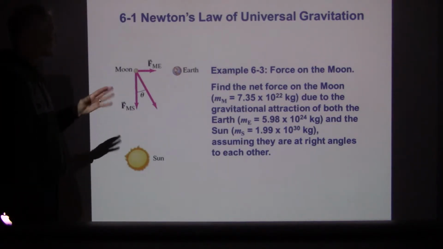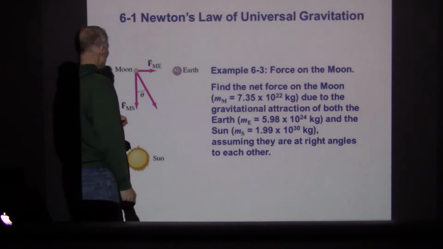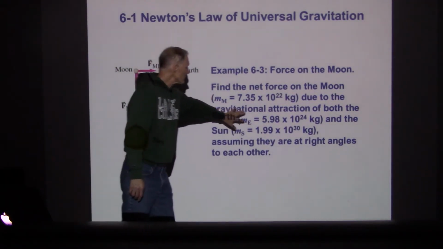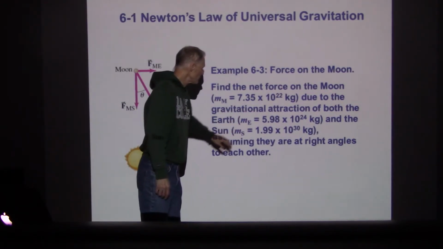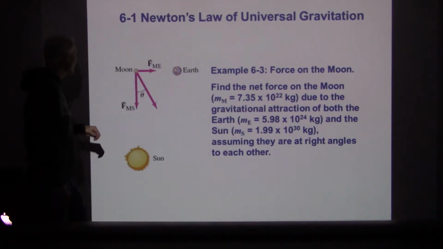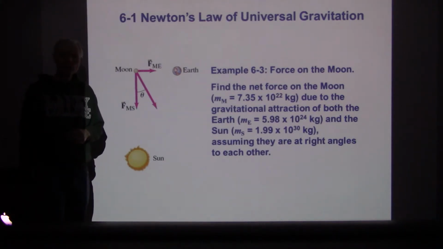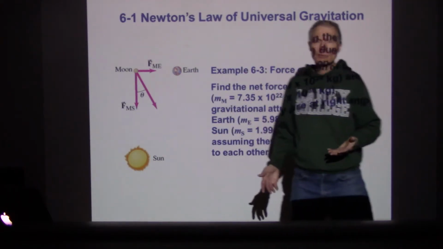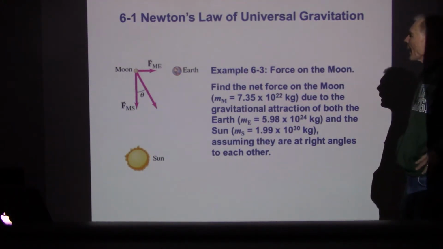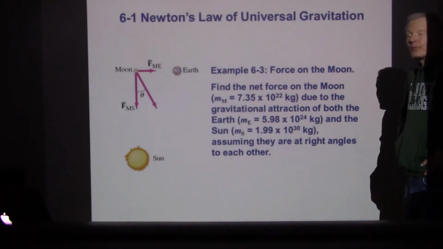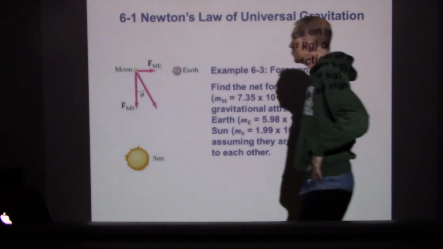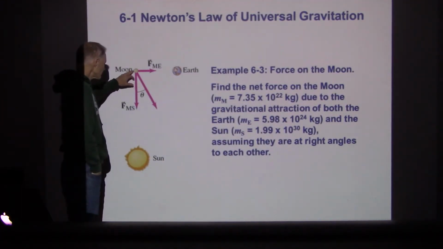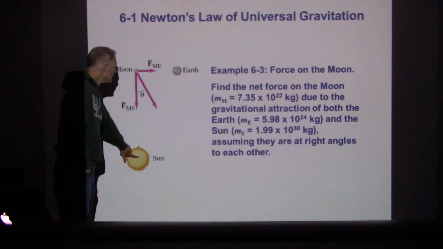So think about how this would happen. Now, they've given us the masses: the mass of the moon, the mass of the Earth, and the mass of the sun, and the forces are at right angles to each other. Where's the net force? So it's a chance to take this new gravitational force that we have introduced and do vector addition, basically.